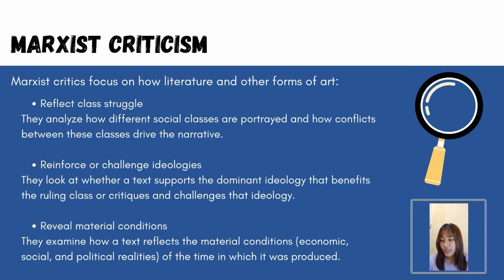Marxist critics look at how texts reflect class struggle. They analyze how different social classes are portrayed and how conflicts between these classes drive the narrative. This involves identifying which characters belong to the working class or proletariat, the middle class, and the ruling class or bourgeoisie, and examining how their relationships are defined by economic power, wealth, and social status.